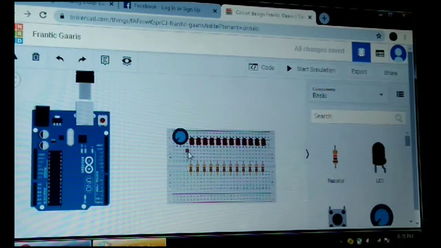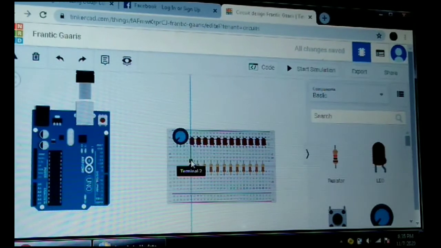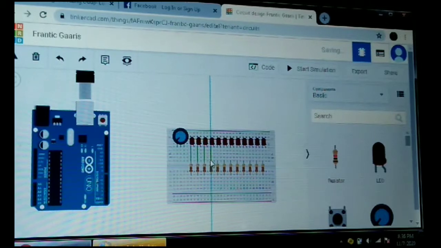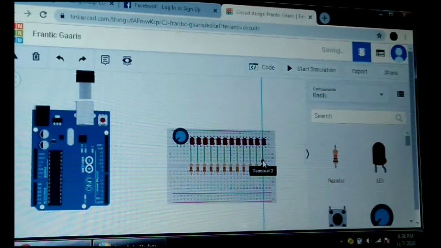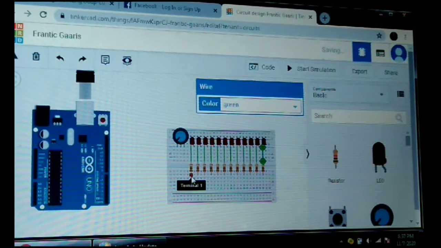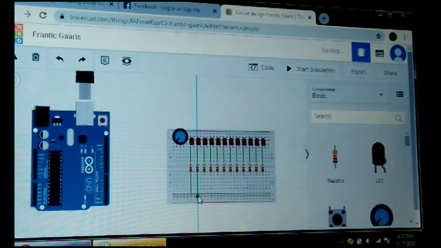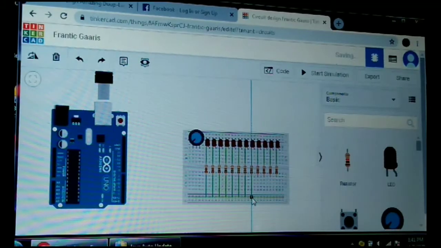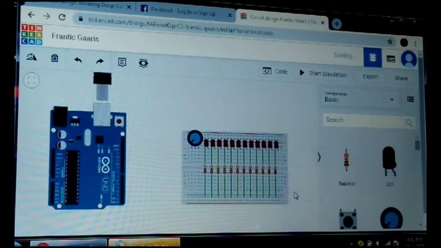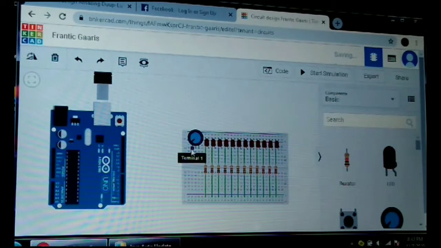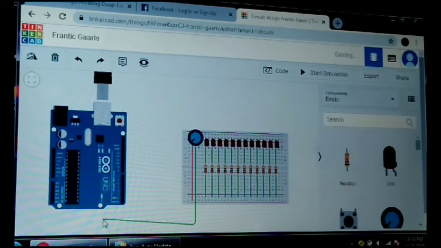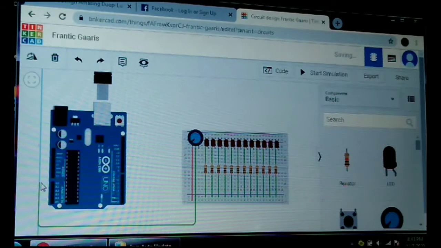So next, connect all the negative pins of the LEDs to the resistor. Then connect the resistor to the ground. Next, connect the first pin of the potentiometer to the source of the breadboard. Then the second pin, connect to A0.